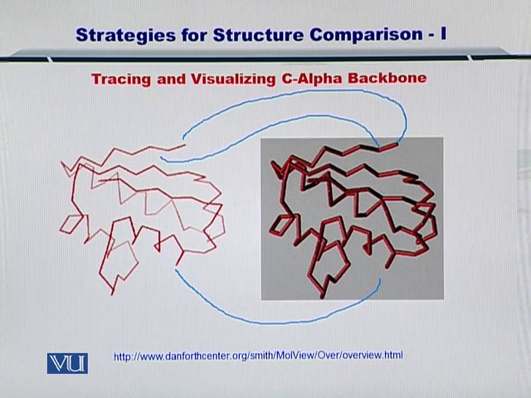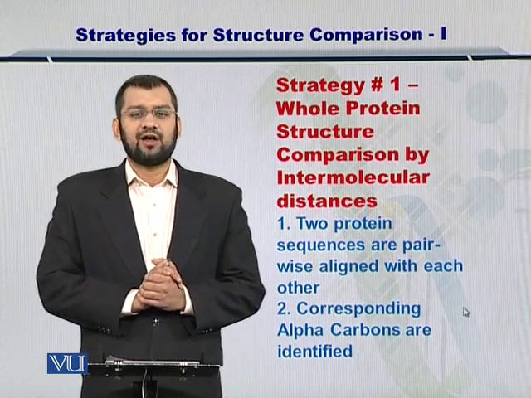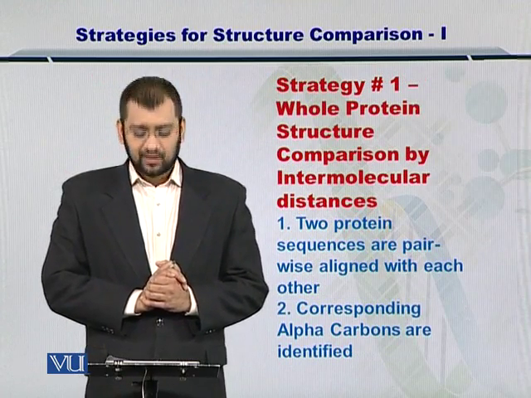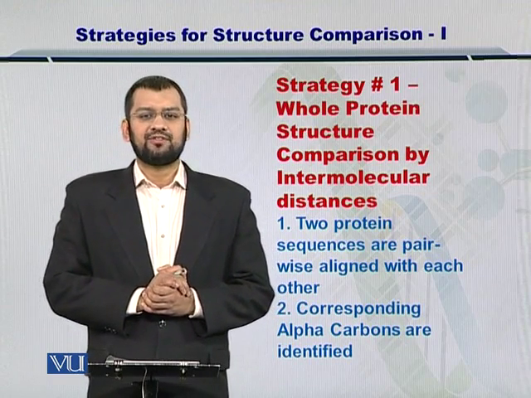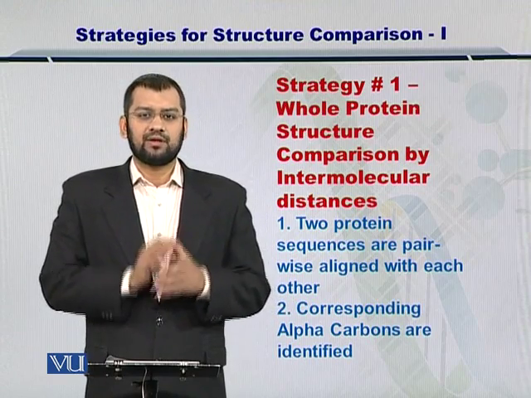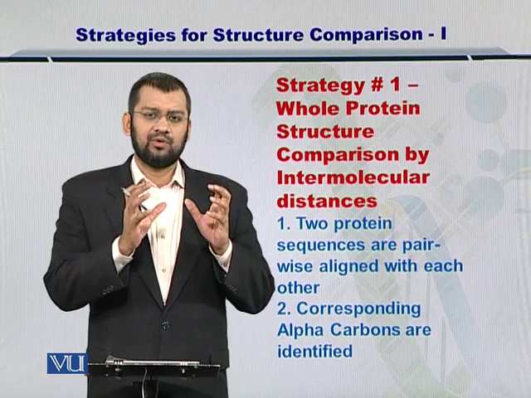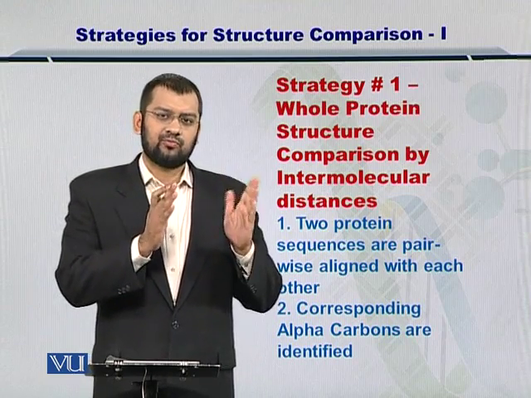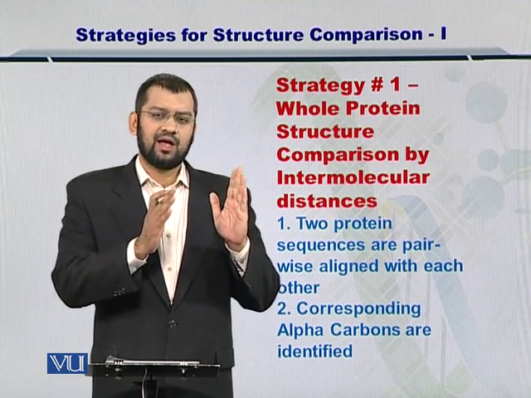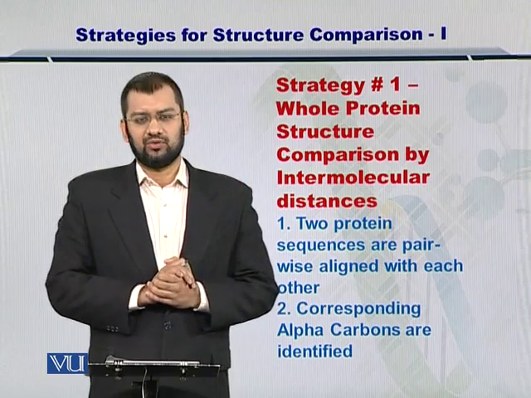So to overcome this problem, you have to be very careful, and you may want to have a well-defined strategy for that. So here I have outlined important steps in such a strategy to compare the whole protein structure. This will help you to solve the problem that I just mentioned, that is, if the protein you're trying to compare has a different number of alpha carbons to the one that is unknown.